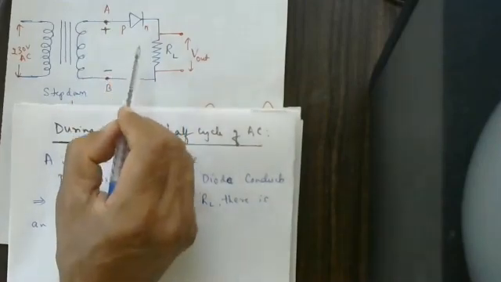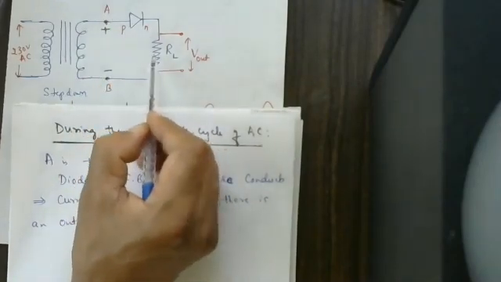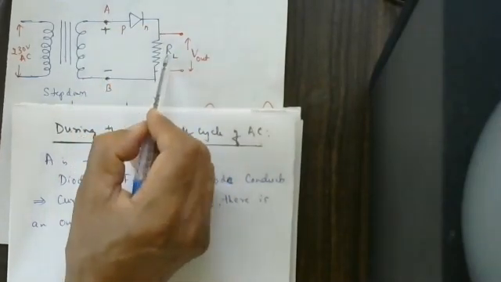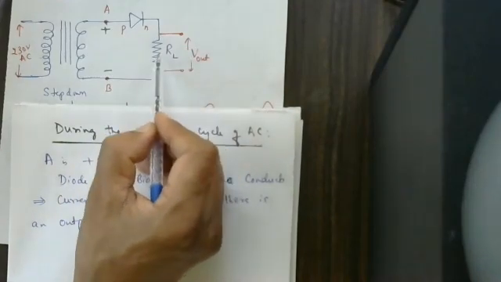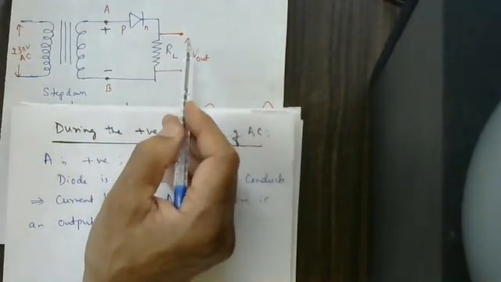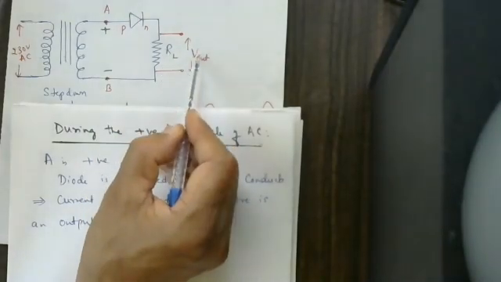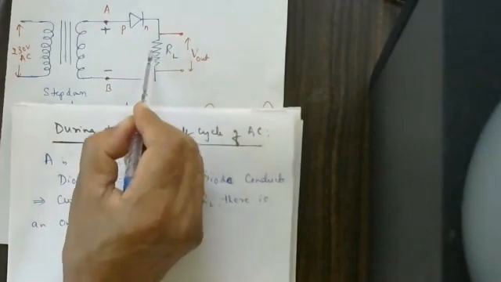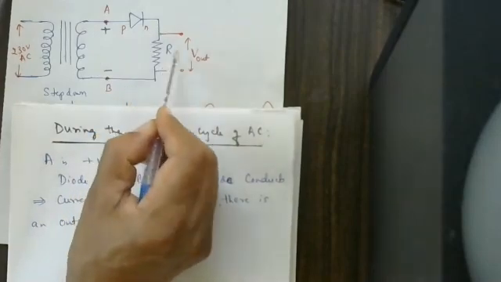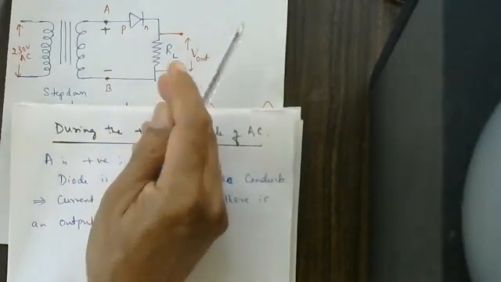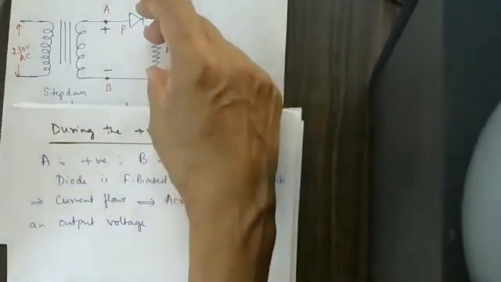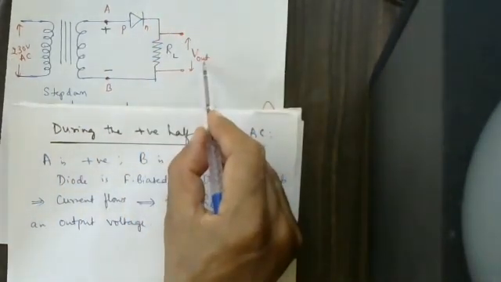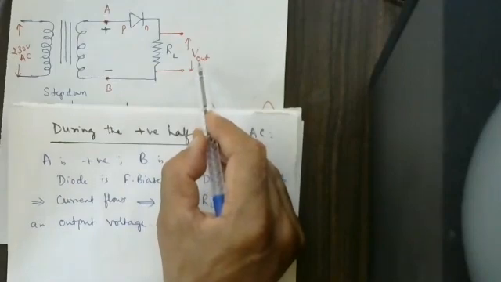As the current is flowing here, current into resistance is the voltage. V is equal to IR, Ohm's law. Current is flowing here, I multiplied by R is equal to voltage. Therefore, you are going to get a voltage here. If you connect a voltmeter, it will show that voltage.